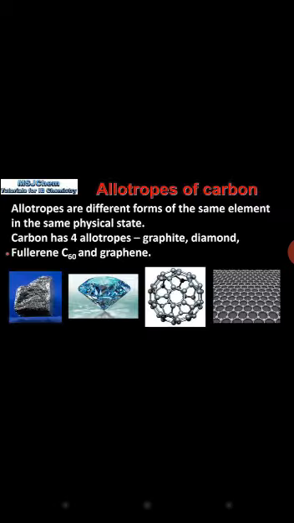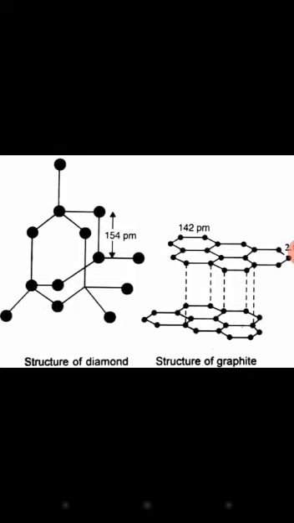In another picture, you can see the structure of diamond and the structure of graphite. There is distance in pm. You can see in diamond it is 154 and in graphite it is 142. Students must note it: diamond is the hardest known substance in the universe, and graphite is the soft one, but not the softest in the universe.